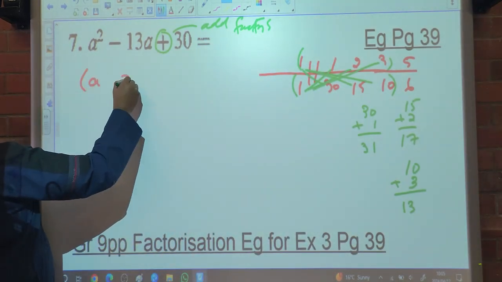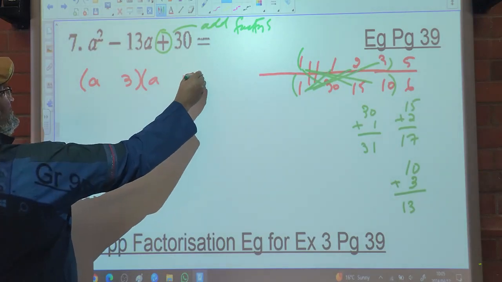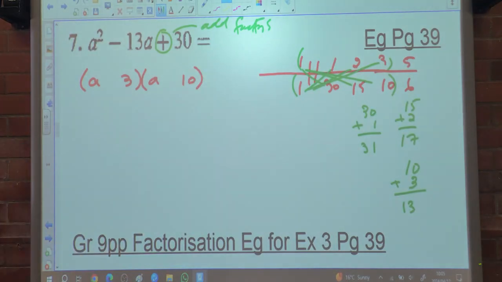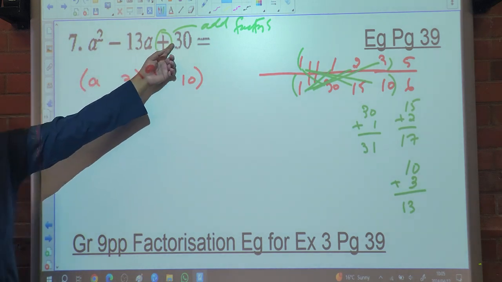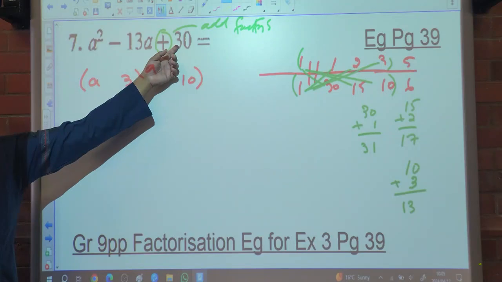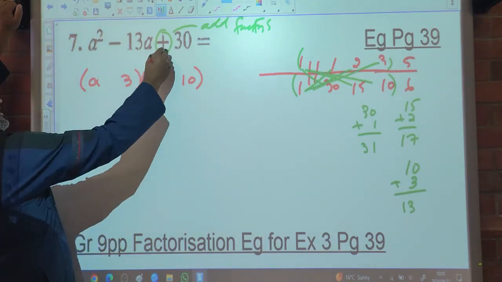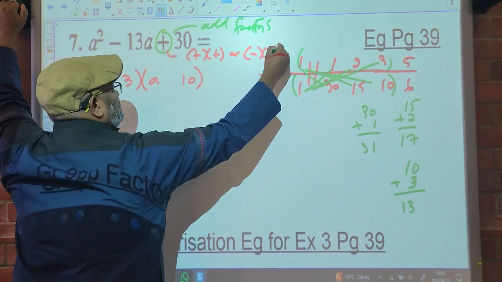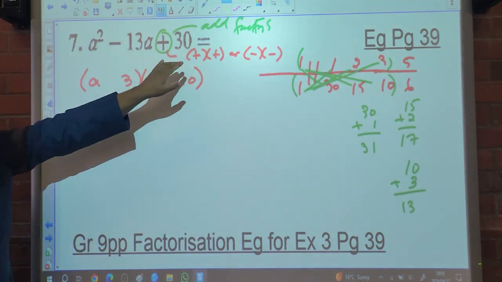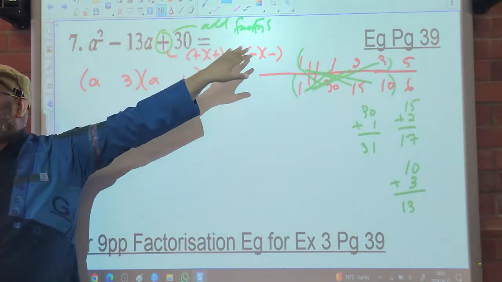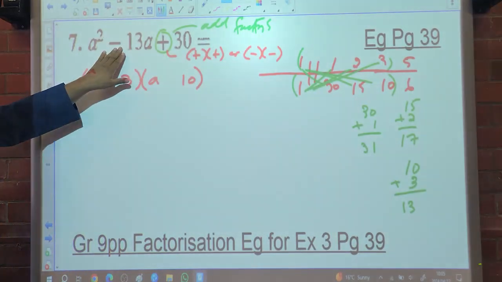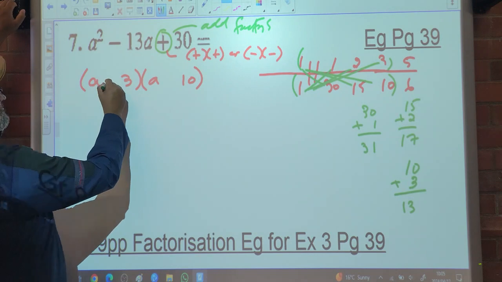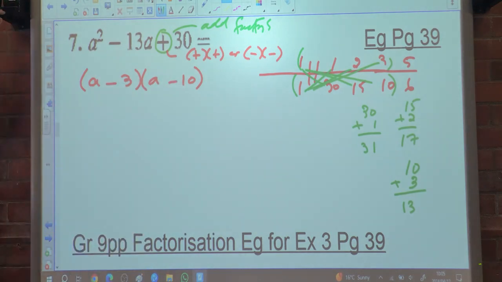So it's an a and a 3, a and a 10. What about our signs? Same signs or different signs? Same signs. Why? Because that's positive. So both are going to be positive or both are going to be negative. How do we know which one to choose? You look at the middle term. What's the middle term? Negative. So both are going to be negative.